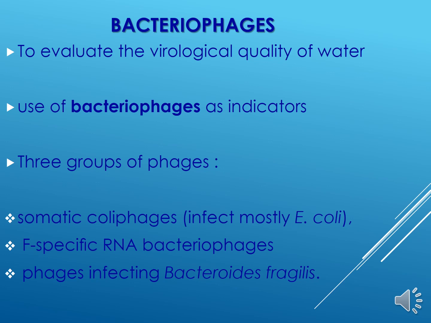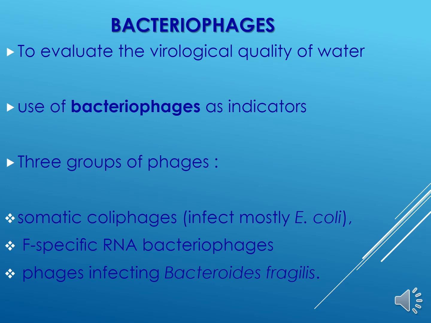So these three were the common indicator organisms. Nowadays, bacteriophages are also used to evaluate the virological quality of water, or as indicators. The logic being, bacteriophages are present only if their host bacteria are present in the water. So a common bacteriophage used as indicator is somatic coliphage, which infects E. coli. So if E. coli is present in the water, this bacteriophage can also be present. So if we detect coliphage, that means E. coli is present. E. coli is present means fecal contamination is there.